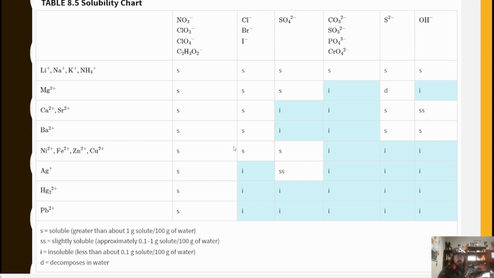Nickel, iron 2, zinc 2, copper 2. Soluble with these cases, but not with those. Silver. So it turns out silver is slightly soluble with sulfate, but we'll just say it's insoluble because the one rule said the only way it's soluble is with rule 1. And then mercury and lead. So anything that's not on the chart, you'll have to take your best guess at. Most transition metals are going to be soluble, except for these and hydroxide and sulfide.